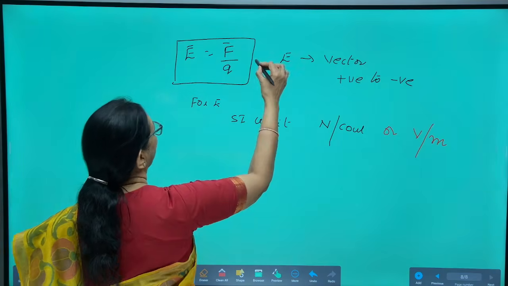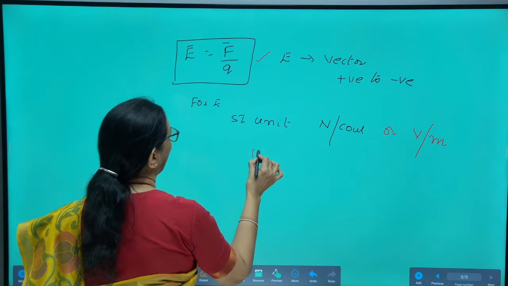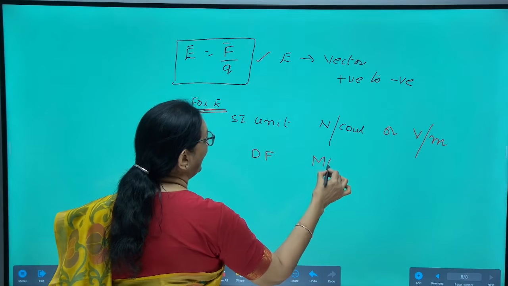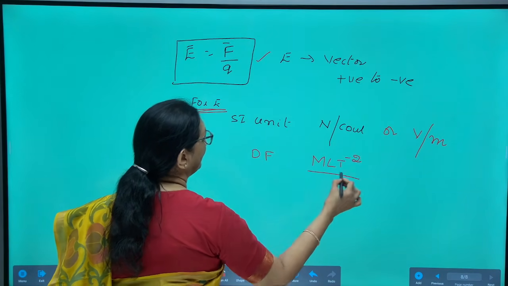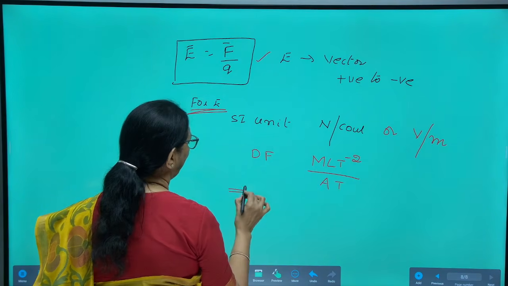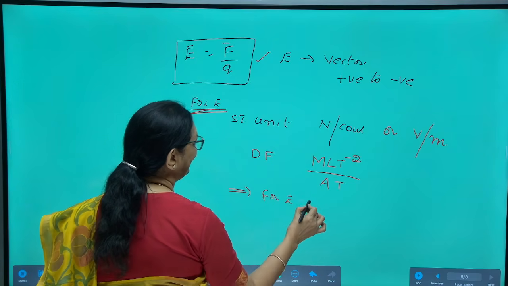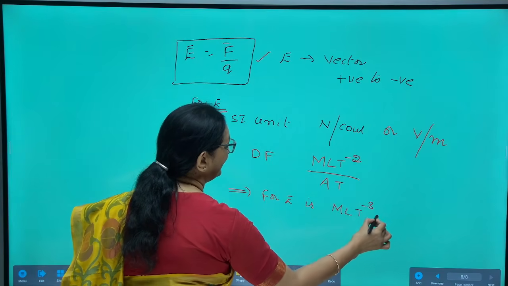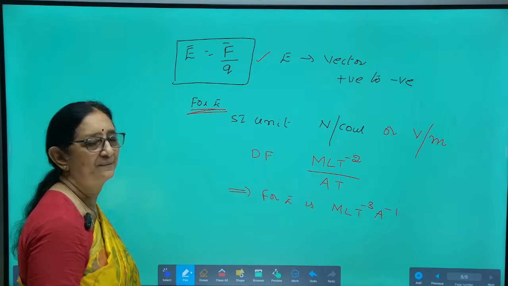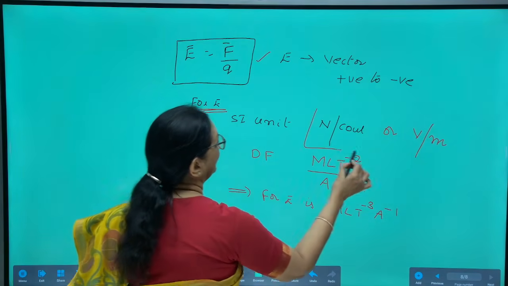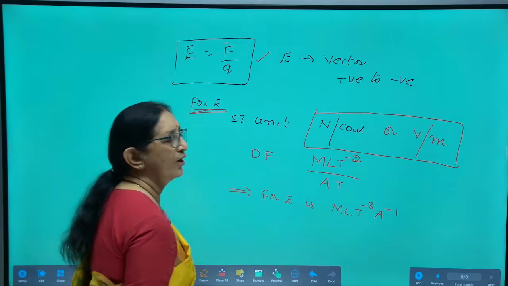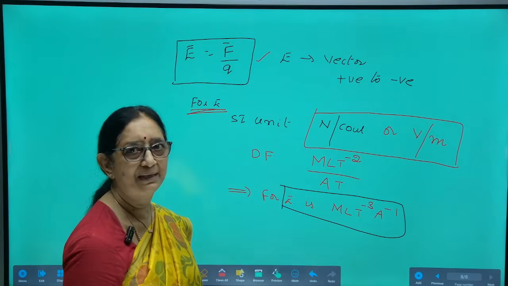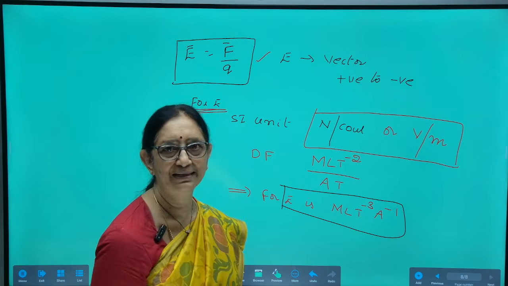From this unit or from this expression, you can directly write the dimensional formula for E. For force, MLT to the power of minus 2. For charge, AT. This implies the dimensional formula for E is ML, this goes up, T to the power of minus 3, A to the power of minus 1. So, for E, SI unit is Newton per Coulomb or volt per meter. For E, dimensional formula is MLT to the power of minus 3, A to the power of minus 1.